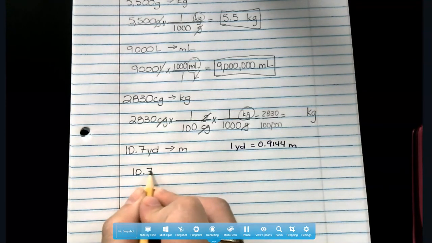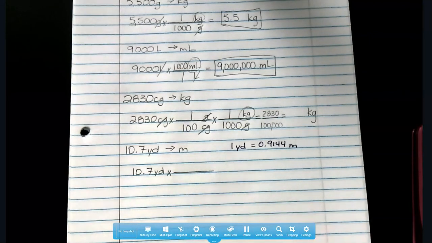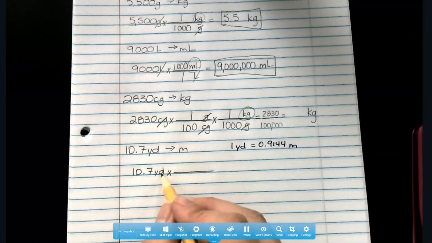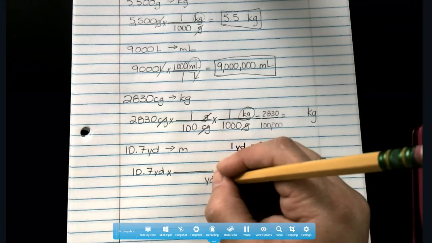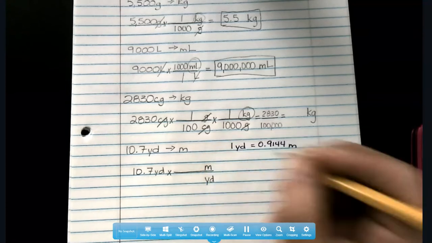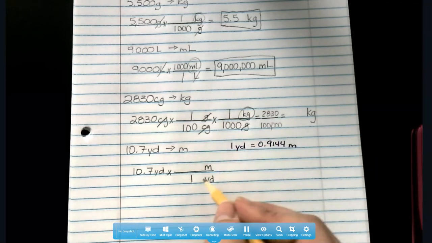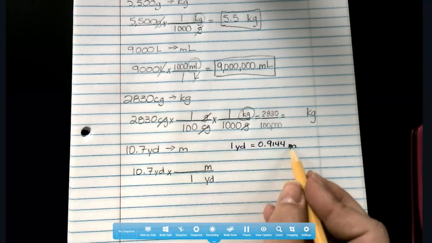So if we start with 10.7 yards, we're going to set the problem up just like we've done in the past. We want to get rid of yards. We can go there. We know we can go from yards to meters. Now, which one of those is bigger? It really doesn't work the same as when we do the metric system jumps, but here it gives us this conversion factor of 1 yard equals. So you're simply plugging this in. You're matching these labels up.